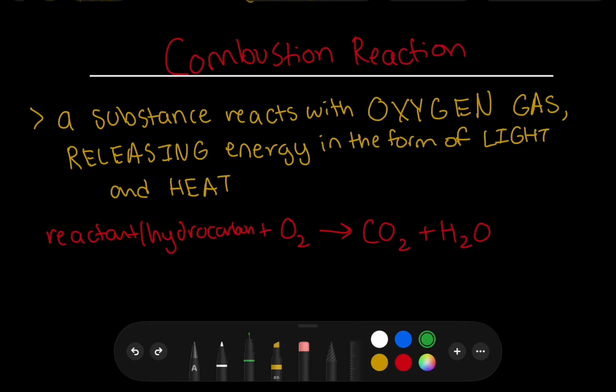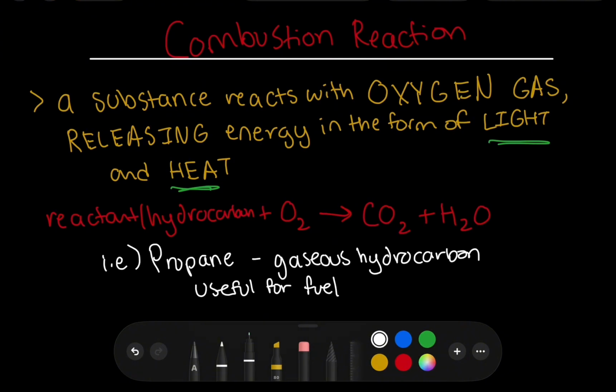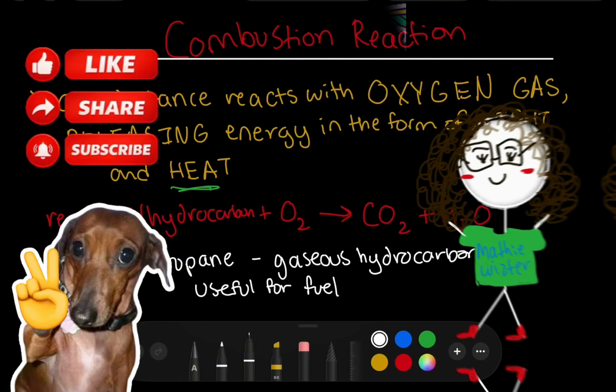I also want to add that many hydrocarbons are used as fuel because their combustion releases very large amounts of heat energy. As I said, heat and light are what they're releasing, which is why they're useful as fuel. A good example of this would be propane, which is a gaseous hydrocarbon that's commonly used as the fuel source in gas grills. So, just to summarize, in a combustion reaction, your reactant side typically contains a hydrocarbon and oxygen gas, and then your products would contain carbon dioxide and water.